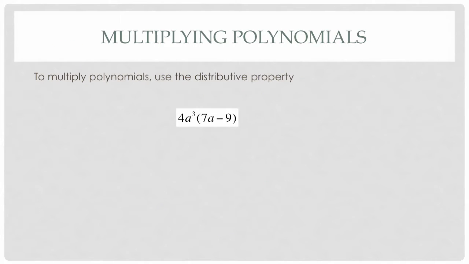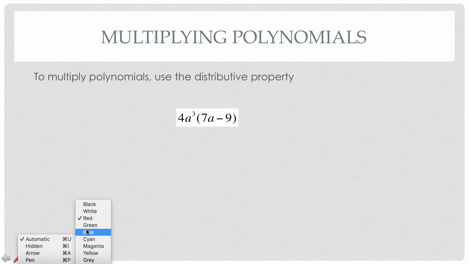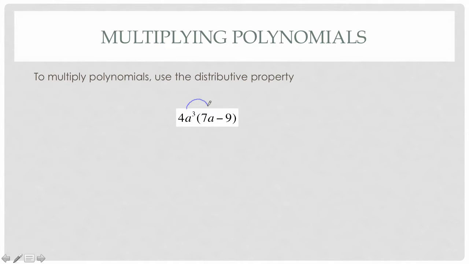Okay, multiplying. This is actually kind of fun. I like multiplying polynomials. To multiply polynomials, we need to use the distributive property again. Now, this one's pretty easy, but we've got 4a to the third, and I'm multiplying by 7a minus 9. The distributive property says, if I multiply that term, then I also have to multiply that term. Both those terms get 4a to the third. So it looks something like this now.